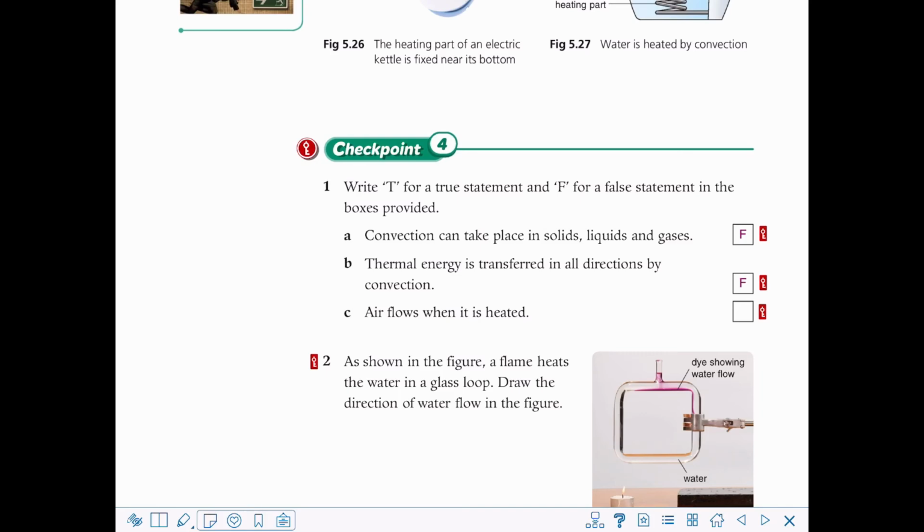Thermal energy is transferred upwards by the movement of liquids and gases. 1C. Air flows when it is heated. The answer is true. Have a look at this answer. This is the direction of water flow.